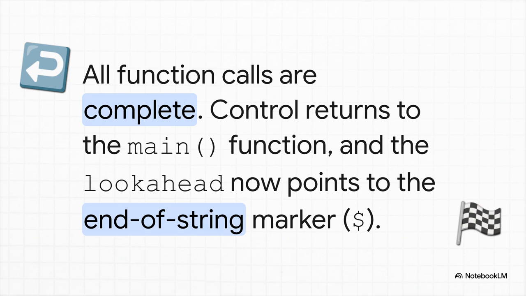Control pops back up to the first E prime call, which is now done. Then it pops back up to the E call, which is also done. And finally, we're right back where we started, in our main function. And what's the most important thing? Our lookahead cursor has made it all the way to the end of the string.